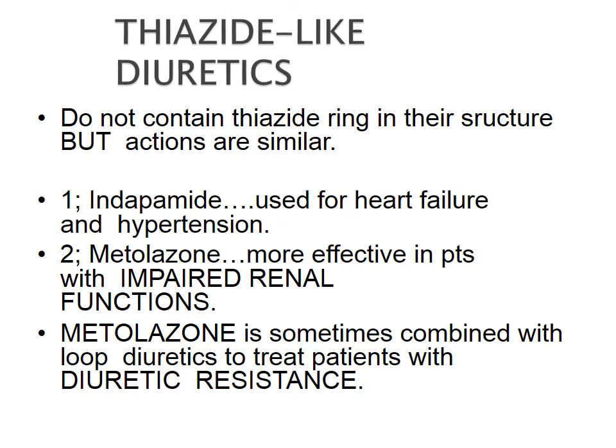Now, what are the thiazide-like diuretics? They do not contain the thiazide ring. They are basically indapamide, which is used for heart failure and hypertension. Metolazone is more effective in patients with impaired renal function. Then metolazone is sometimes combined with loop diuretics to treat patients with diuretic resistance.